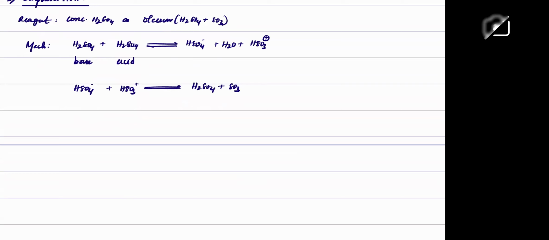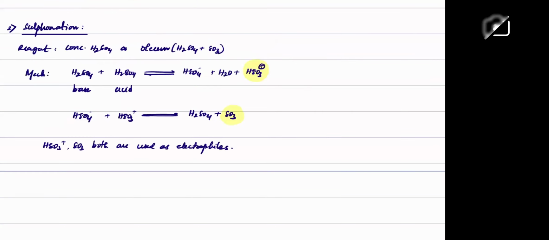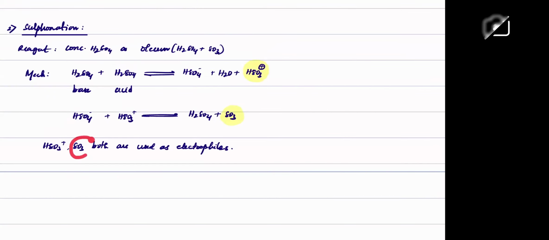Now, what exactly we are getting is SO3. Here, there is one important aspect to understand. Either you write it as HSO4, HSO3 plus or SO3, both are used as electrophiles. Mostly in JEE Mains, SO3 is more focused, correct? But in Advanced, it has already been asked. Both HSO3 plus as well as SO3, both of them are electrophiles. Both will make the reaction.